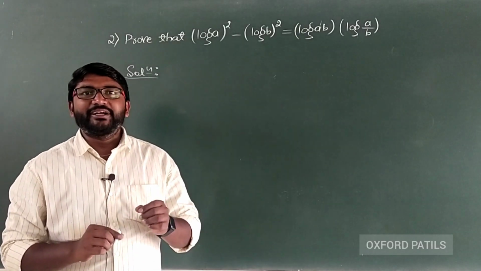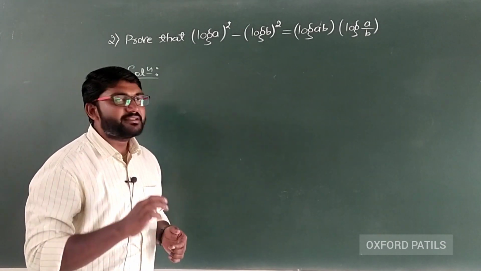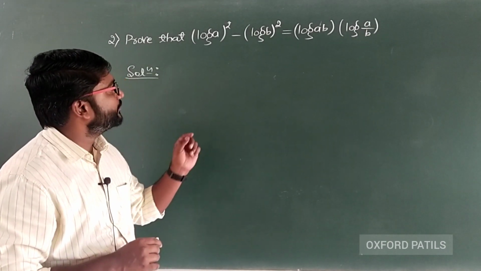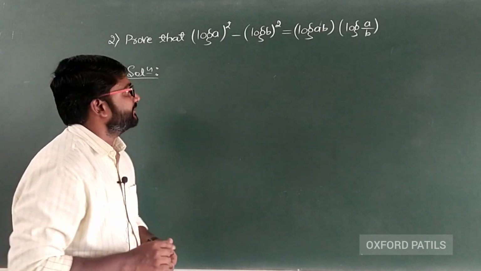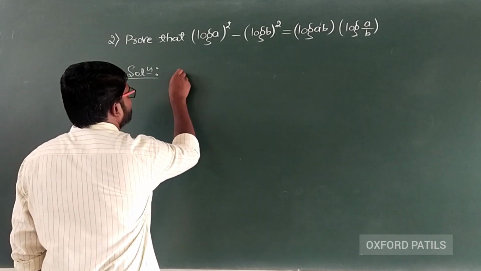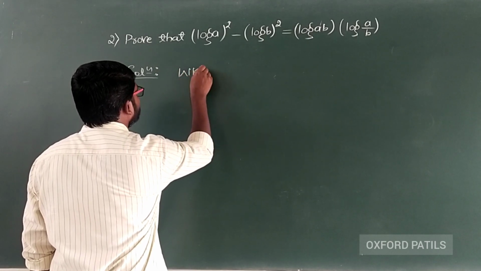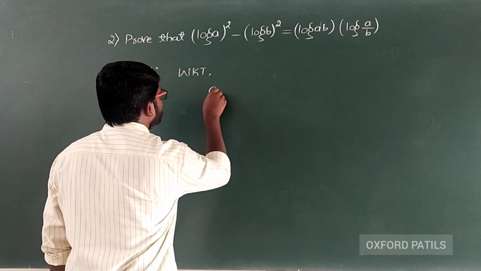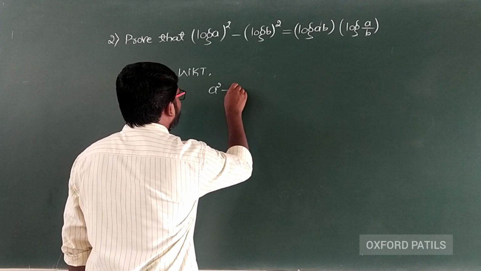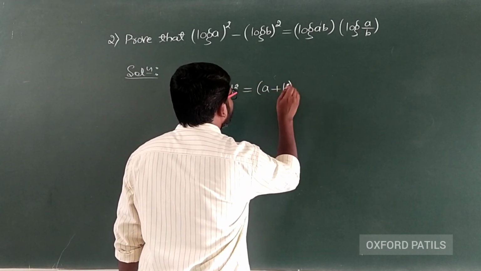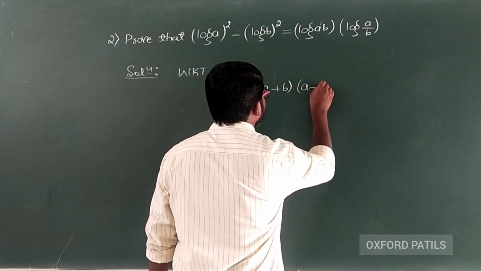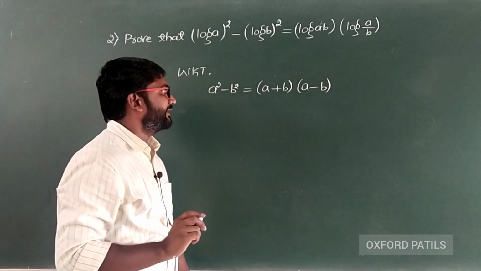Question number 2: prove that (log a) whole square minus (log b) whole square is equal to log ab into log a by b. Let us prove the given statement. So we know that a square minus b square is equal to (a plus b) into (a minus b).